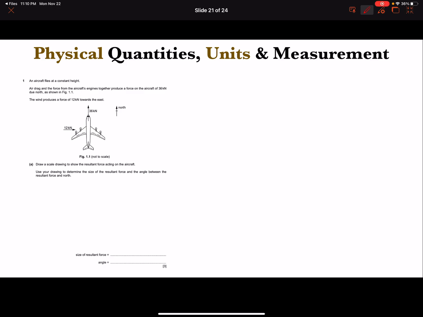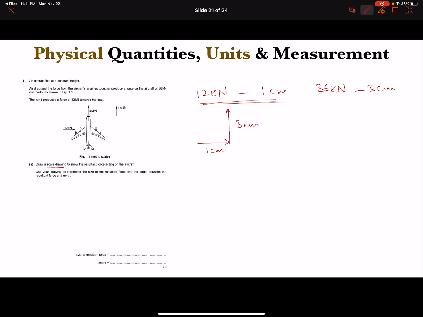Anyways, moving on. Okay, so just as an example, again, they said a scale drawing, so we have to make sure that we are using a scale. And they also ask you to determine the magnitude of the resultant force and the angle between them. So in this case, you choose a scale according to your choice. I'll say that 12 kilonewtons for me is 1 centimeter. You can choose any scale you like, right? So in that case, the 12 kilonewton force, I'm going to draw a 1 centimeter vector like this. And then, 36 kilonewton means that it's going to be 3 centimeters because I chose 12 kilonewtons to be 1 centimeter. And I'm going to draw 3 centimeters like this.